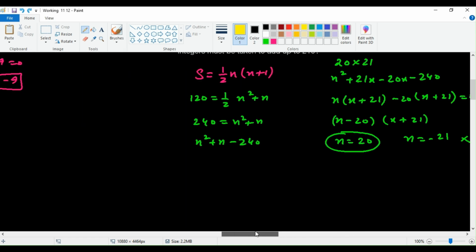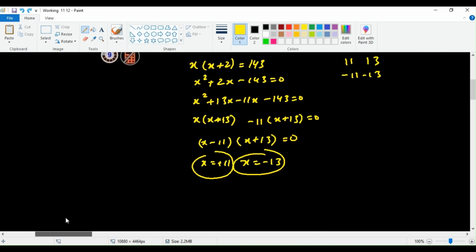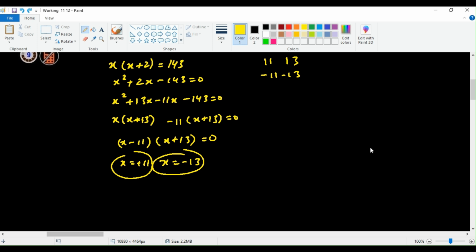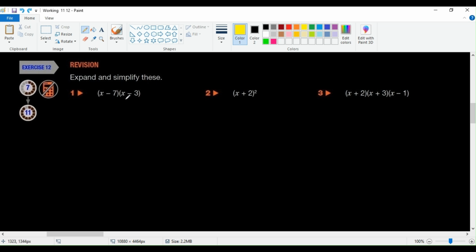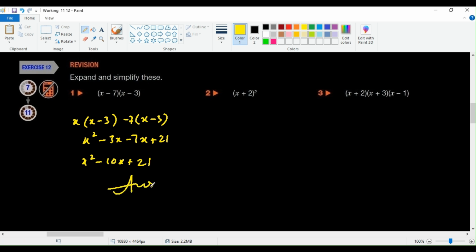Moving on to the next exercise, which is exercise 12, and exercise 12 is somewhere here. In here, we are simplifying the brackets, so we can do it directly also. x² will be multiplied by x minus 3, and x minus 3 will be repeated once again, minus 7 in between. So this gives us x² minus 3x minus 7x plus 21, to give us x² minus 10x plus 21. So this is going to be the answer for the first question.